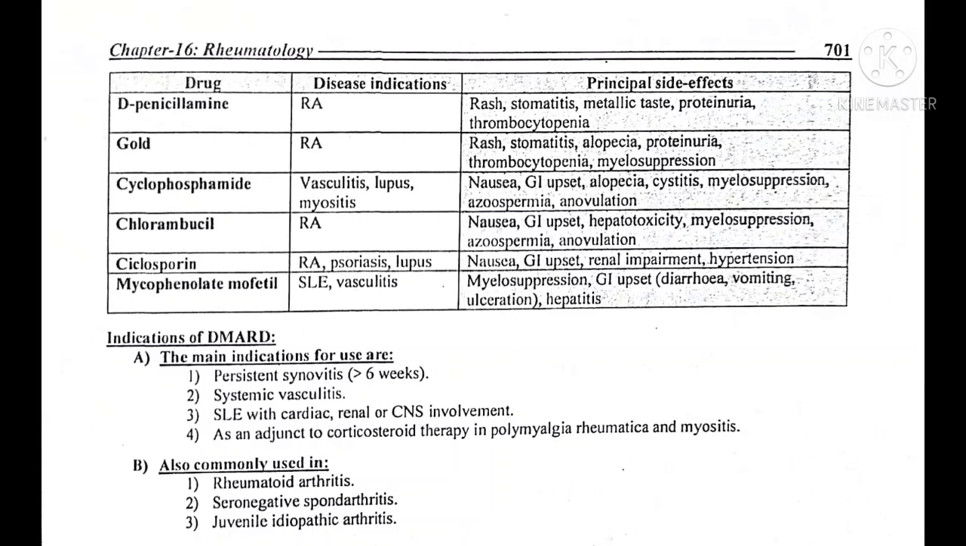weeks, and systemic vasculitis, SLE or systemic lupus erythematosus with cardiac, renal, and CNS involvement, and it is also used as an adjunct to corticosteroid therapy in polymyalgia rheumatica and myositis. It is also commonly used in rheumatoid arthritis, seronegative spondyloarthritis, and juvenile idiopathic arthritis.